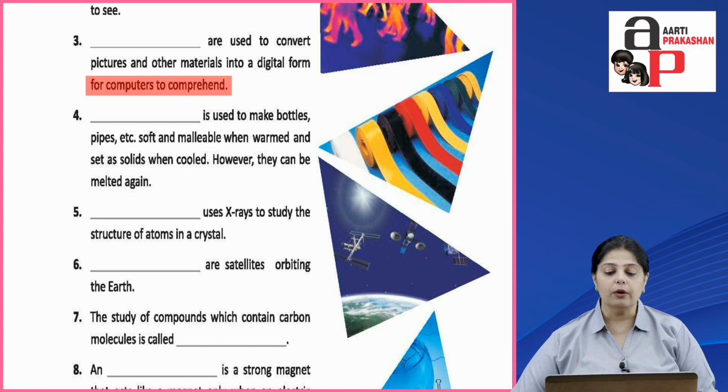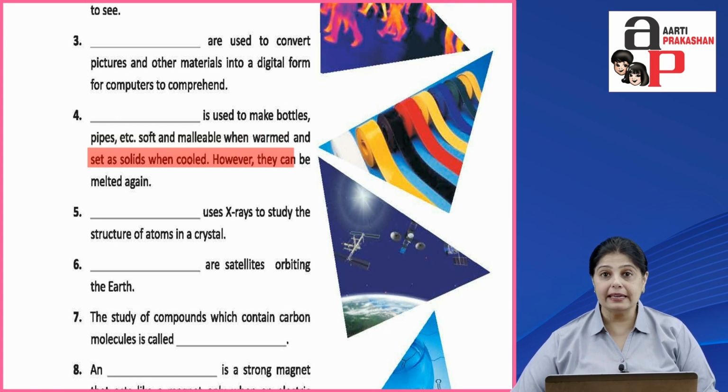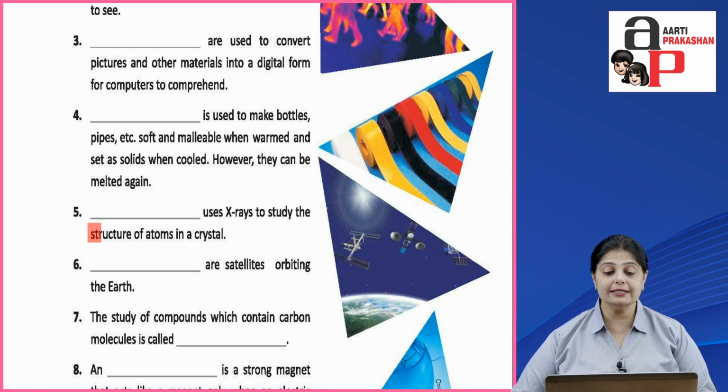Okay. Now, dash is used to make bottles, pipes, etc. soft and malleable when warmed and set as solids when cooled. However, they can be melted again. What is it? It is thermoplastics. Dash uses X-ray to study the structure of atoms in a crystal. So, you have the answer in the name. It is called X-ray crystallography. Okay. Dash has satellites orbiting the Earth. So, these are called the communication satellites.